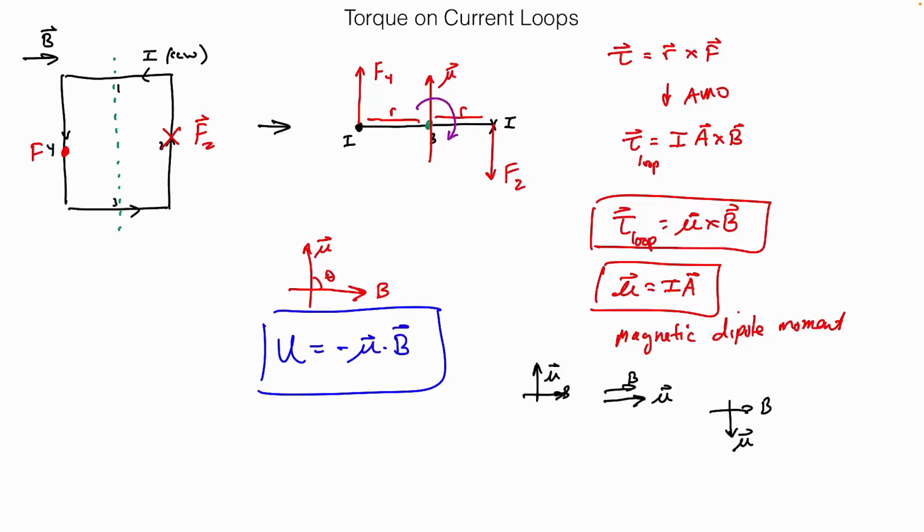Do your right-hand rule on the first one. Mu crossed into B, which way is your thumb pointed? In, right? Now we do this one. Mu, B, which way is your thumb pointed now? Out. The torque reverses direction when it passes that 0 point.